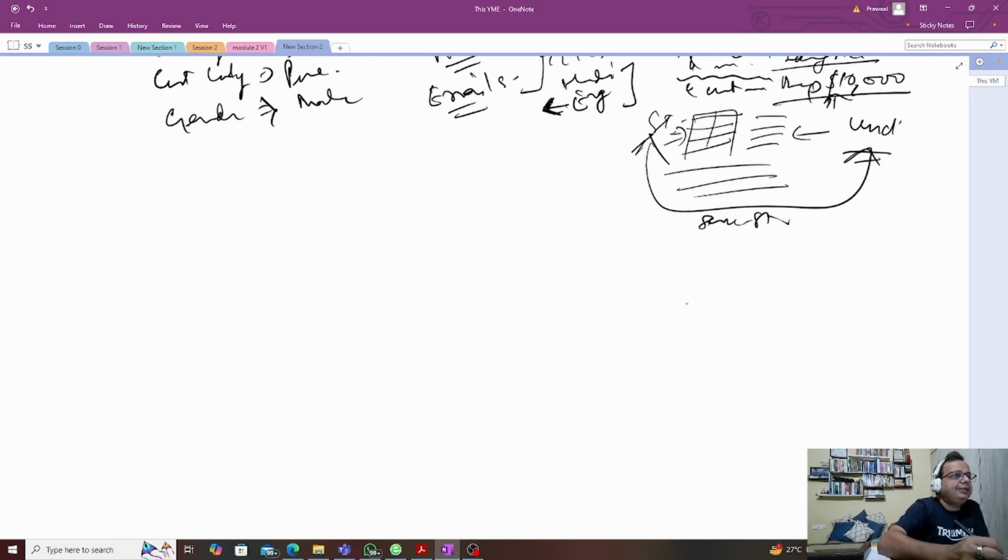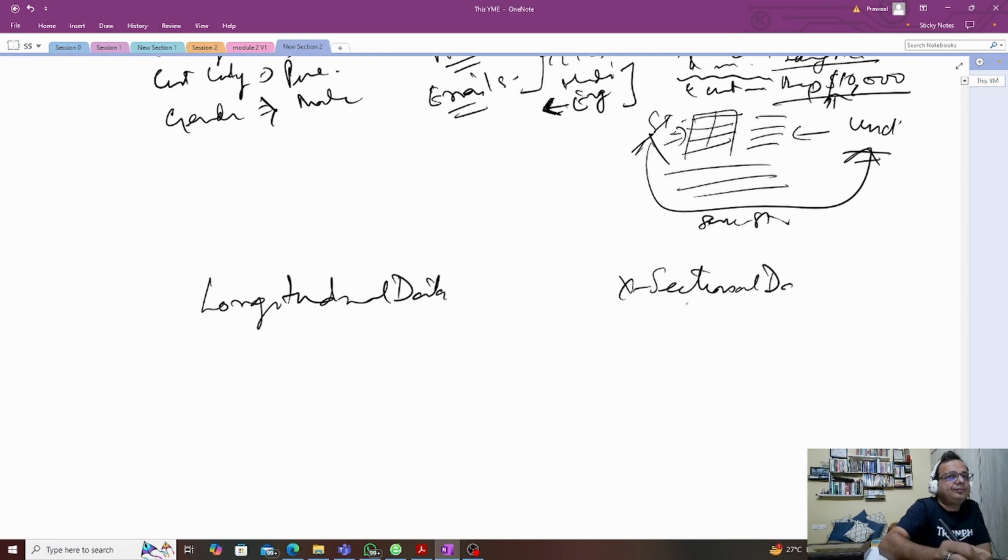Okay, before we get into anything else, let's also talk about longitudinal data and cross-sectional data. This is also one way to categorize data. So longitudinal data is a set of data where the sequence of data is important.